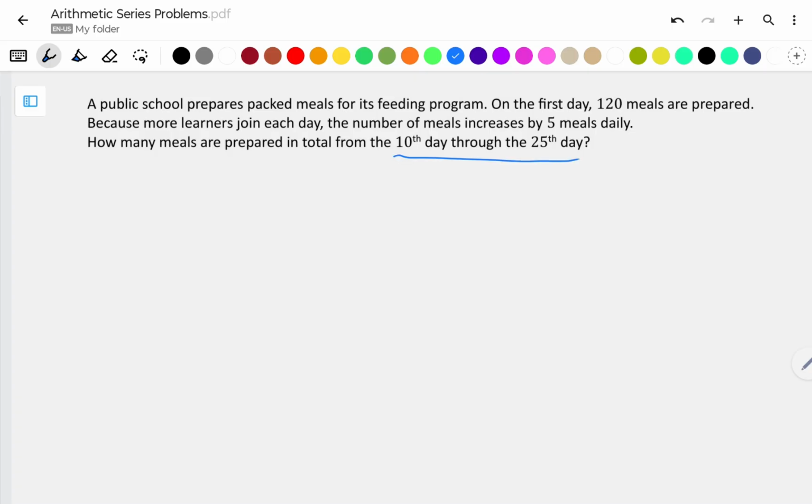Let's write first the given. On the first day, 120 meals. So that is a sub 1 equals 120. 5 more meals, so the common difference is 5.